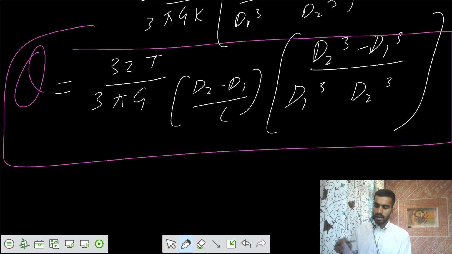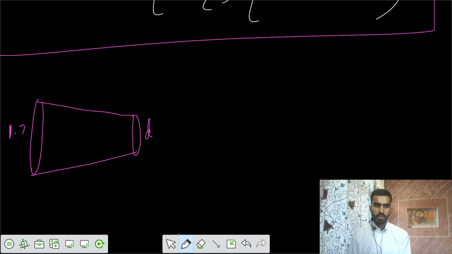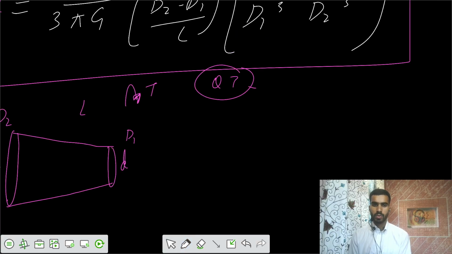Now let's have one problem on this condition. Let's say you have that varying shaft, the diameter is varying. So let's say this is the diameter d, and the diameter here is 1.2 times the diameter d. So this is diameter d1 and this is diameter d2, and you are applying a torque of T, length is L. So you need to say what is the theta total. Now you have those values of d and d2, and you can get the value of theta.